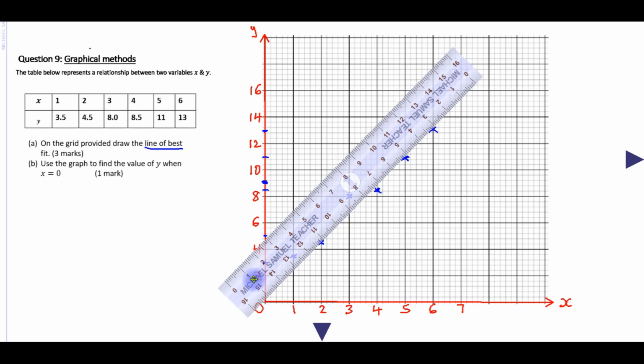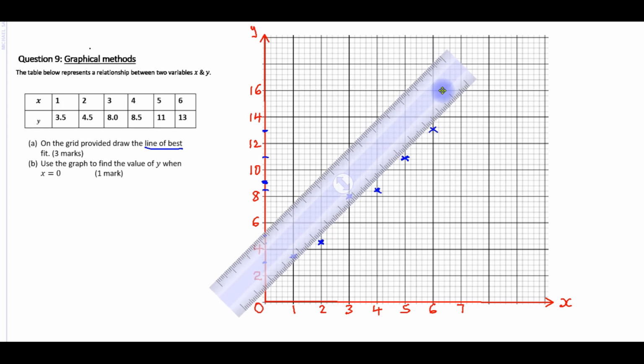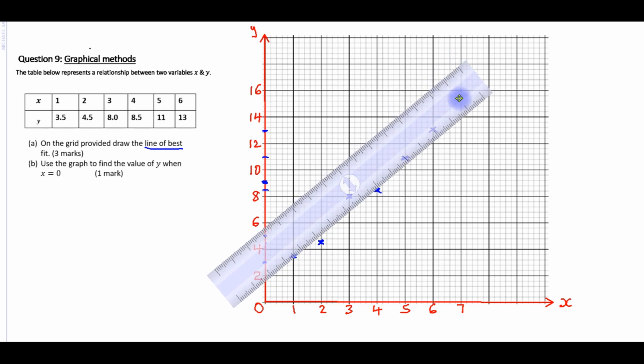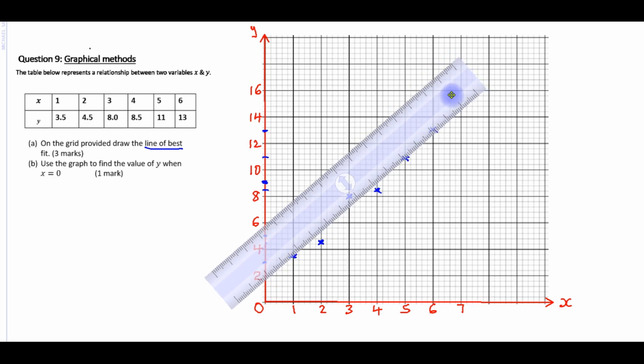I've just placed this ruler, and we can see a point here. There's another point here. So the line of best fit must balance on both sides. So this point and the other point. Now we have this point here, and also this point, such that if we draw a line at this point, there'll be two points above and also two points below.